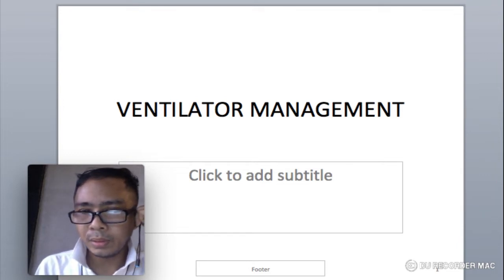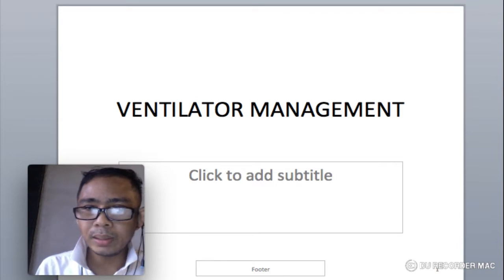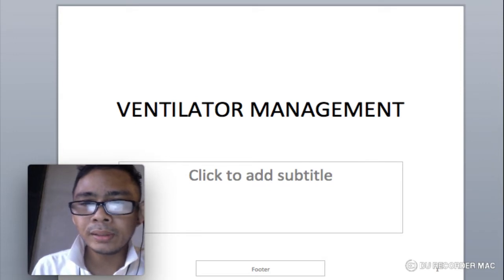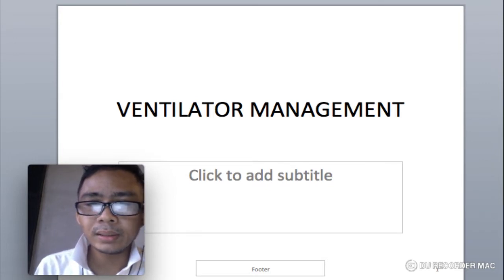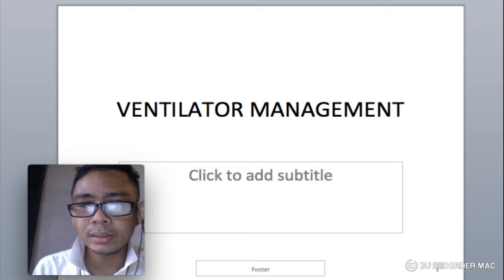So why do we need to study ventilator management? Any idea? So as the student of ventilator and gas exchange monitoring, ventilator management is a vital topic for this subject because as respiratory therapists, we tend to manage a ventilator.